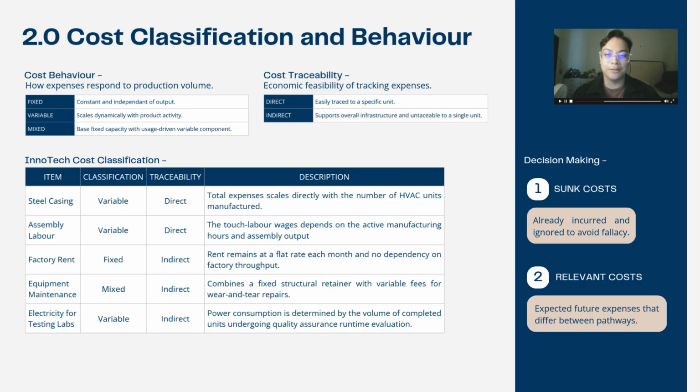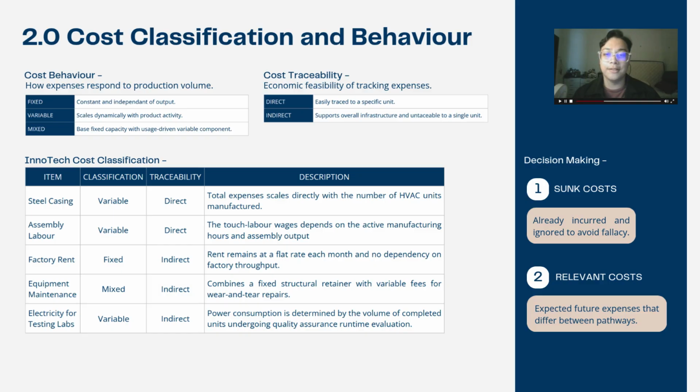Based on the table for the Innotech HVAC project, materials like steel casing and touch labor assembly hours are classified as variable and direct because they scale in a straight line with the number of units built. Factory rent represents a fixed indirect cost because it has a flat monthly rate regardless of our factory throughput. Equipment maintenance functions as an indirect mixed cost due to its combination of a fixed structural retainer and variable wear and tear fees. Meanwhile, testing lab electricity is variable but indirect, driven by final quality assurance runtimes.